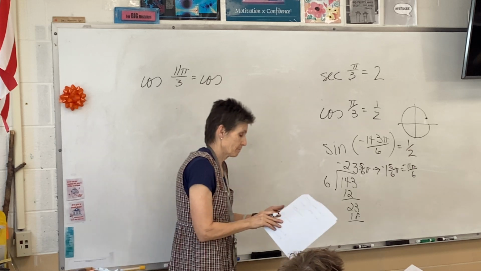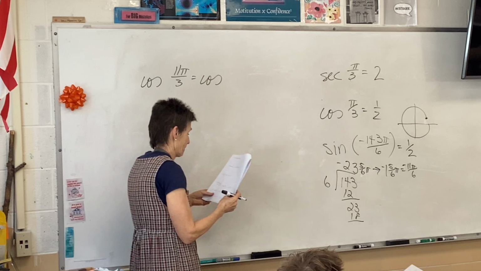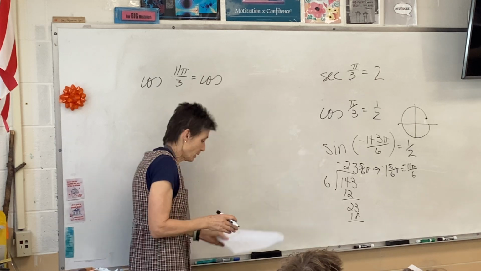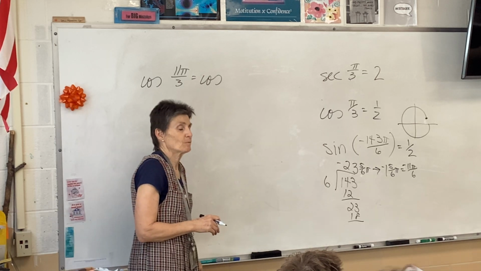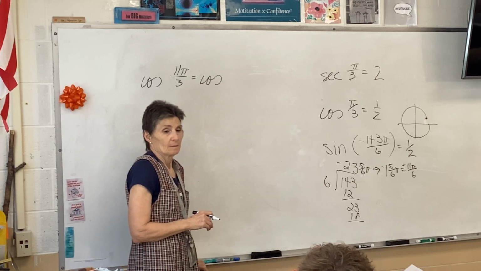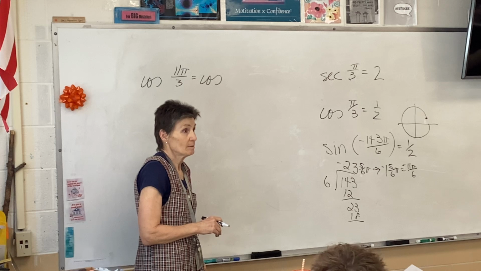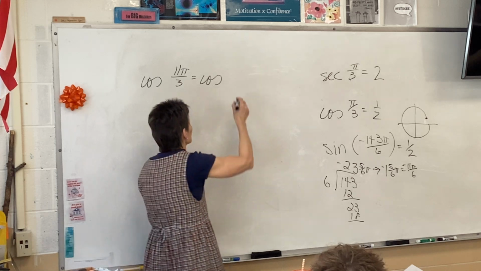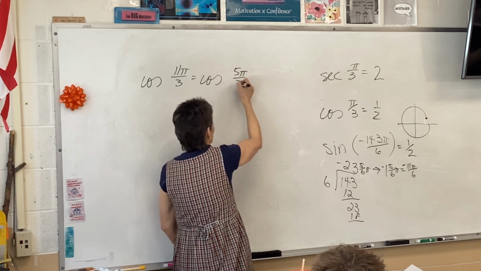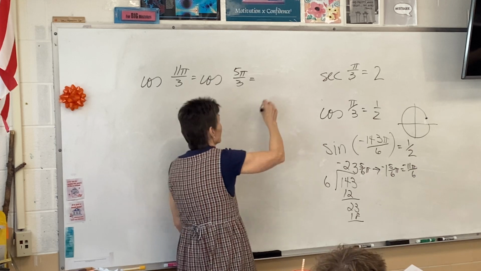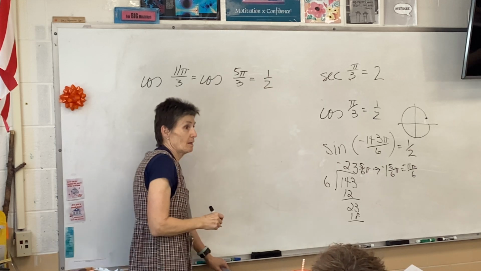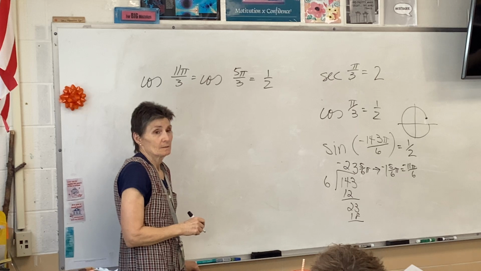Have you done the rest of the homework questions, Rob? Have you done the rest of them yet? I just finished G4. All right, what did you do with 11 pi over 3? Turned it into 5 pi over 3, right? And the cosine of 5 pi over 3 is 1/2. Everybody okay with that? All right.